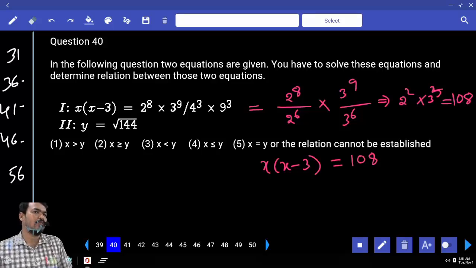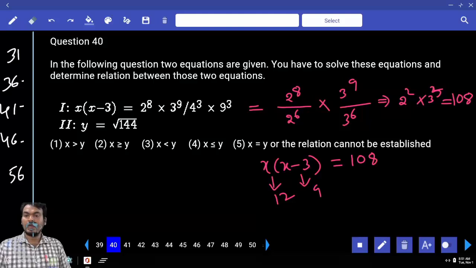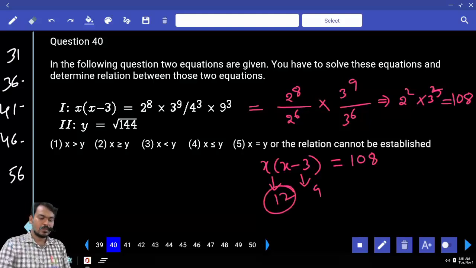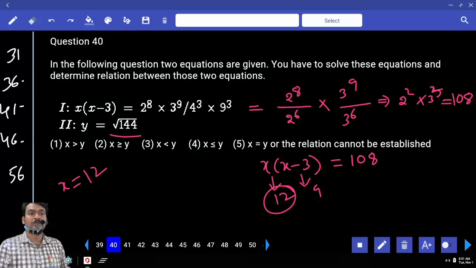108 means 12 how many times? 9 times, or not? If x value is 12, then x minus 3 is 9, or not? X must be how much? 12. X value 12. What is the y value? 12, or not? Because the right hand side square root is given, or square is given? Square root. Then y equal to how much? 12, or not? X value 12, y value also 12. Then the answer is x equal to y.